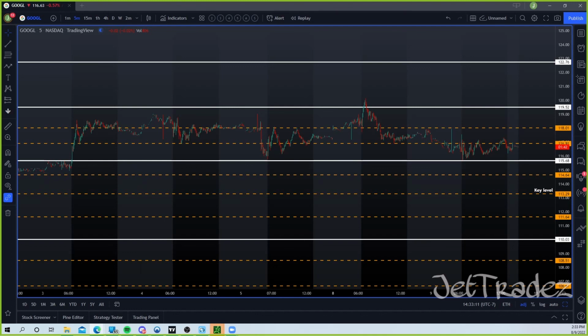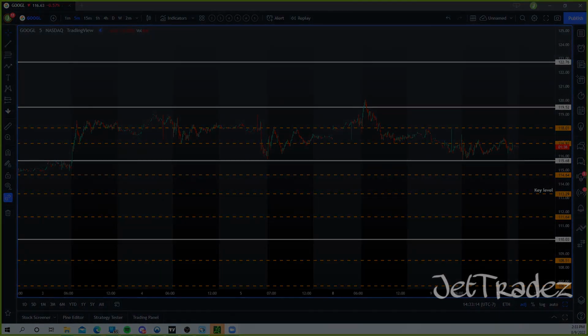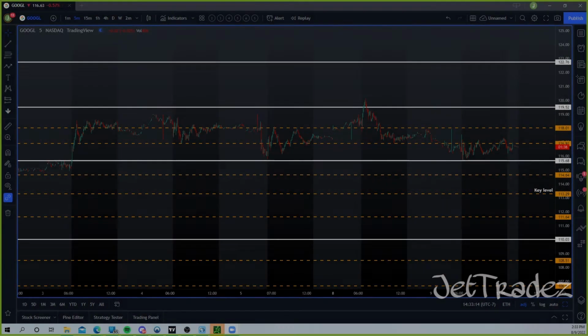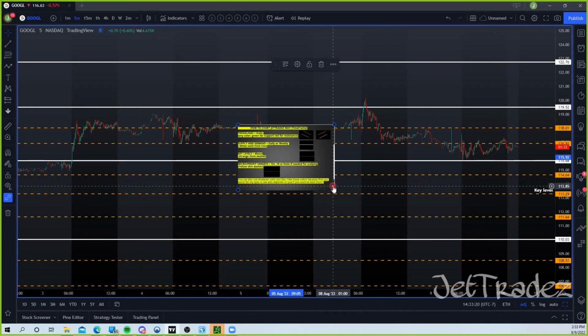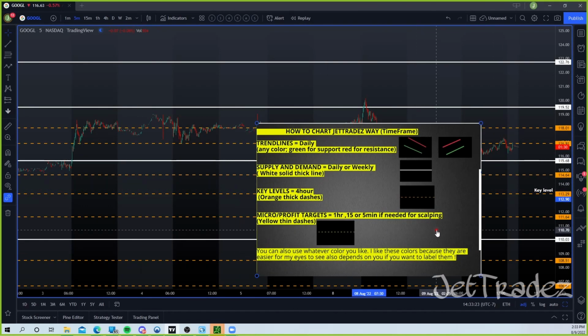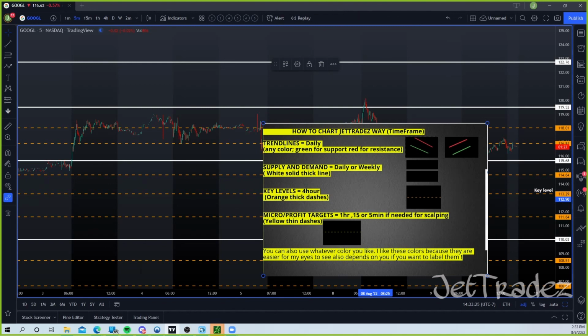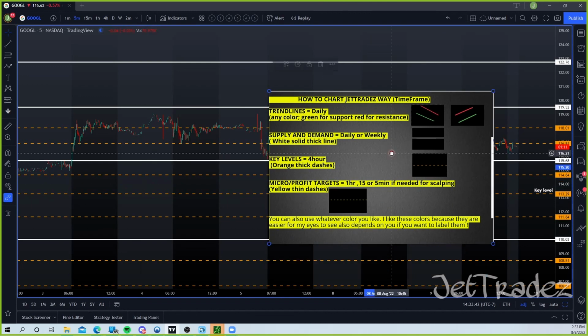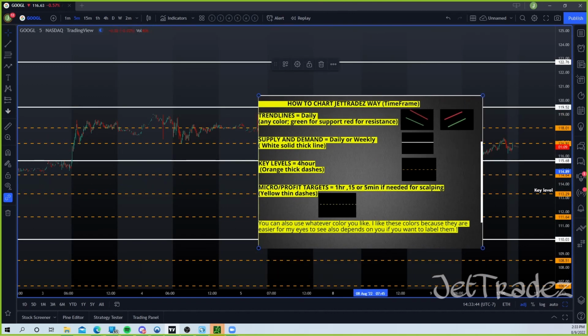So this is the way that I chart. Oh, there we go. You guys want to screenshot this? This is what I use. I stopped using the micro targets. I only use up to the 1 hour. The 15 and 5 minutes I use for scalping, and the rest is just that. But honestly, I don't really have the 15 or 5. I only use the 1. You guys want to copy this, screenshot it, whatever, it's up to you.